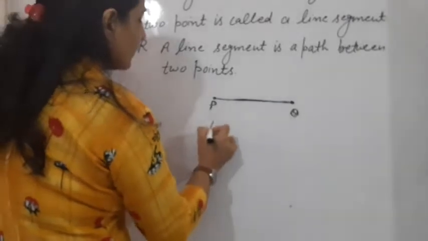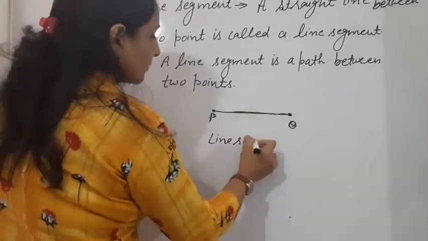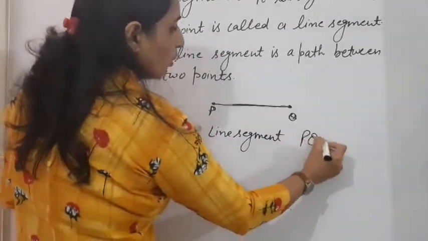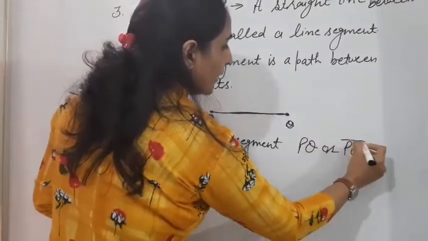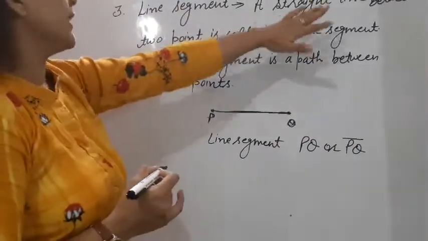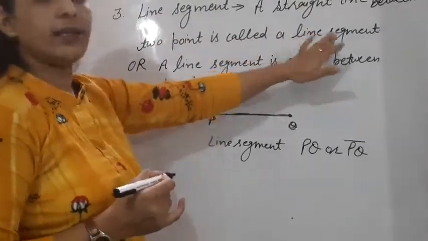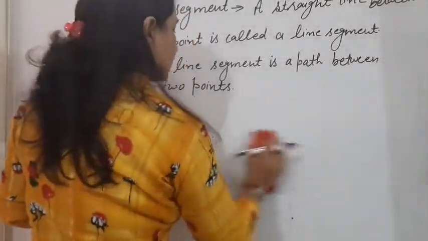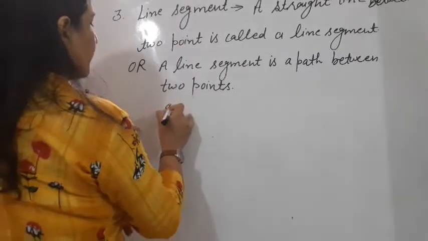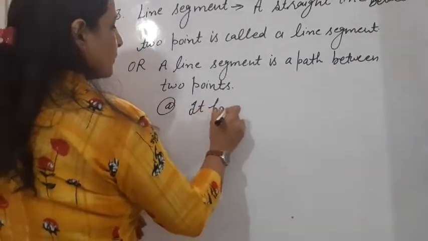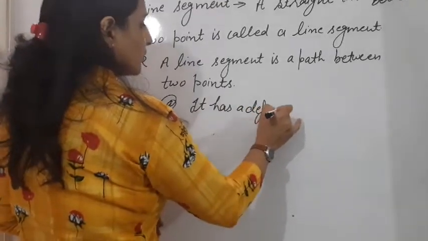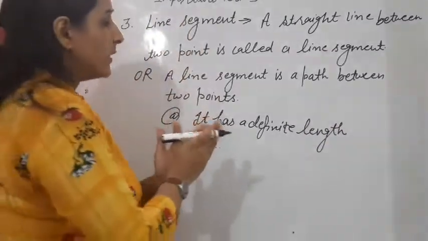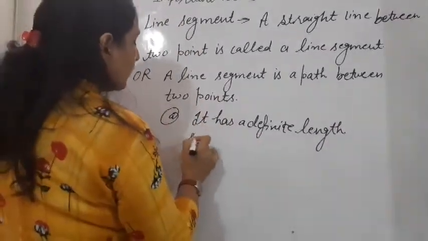Here how do we read it? We read this line segment PQ, and we write it like that. So a straight line between 2 points is called a line segment. Now first, we can measure it. It has a definite length, so we can measure it.